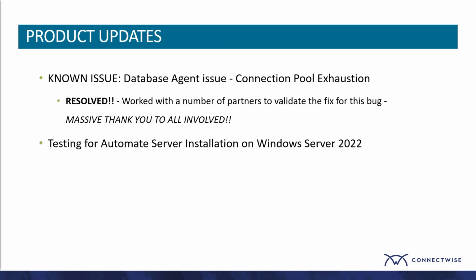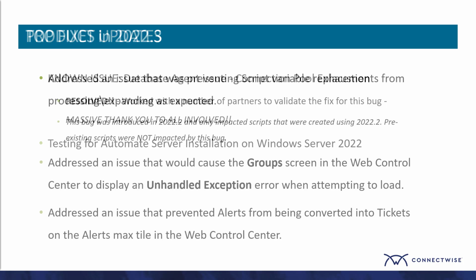The big product update we have for you is that we've fixed a known issue related to the database engine where it was experiencing connection pool exhaustion. This has been resolved with the help of many of you. Thanks to all who were involved that helped us validate the fix for this problem. We are still testing the installation of Automate Server on Windows Server 2022.